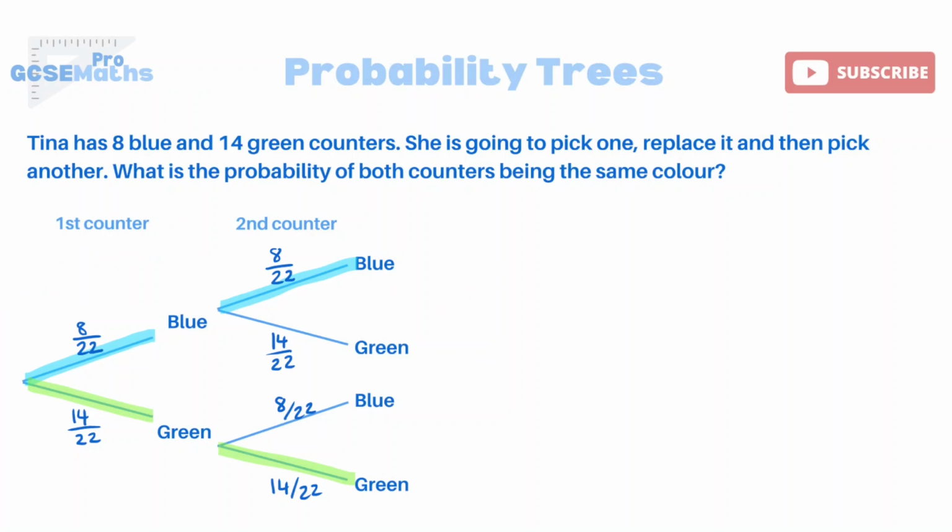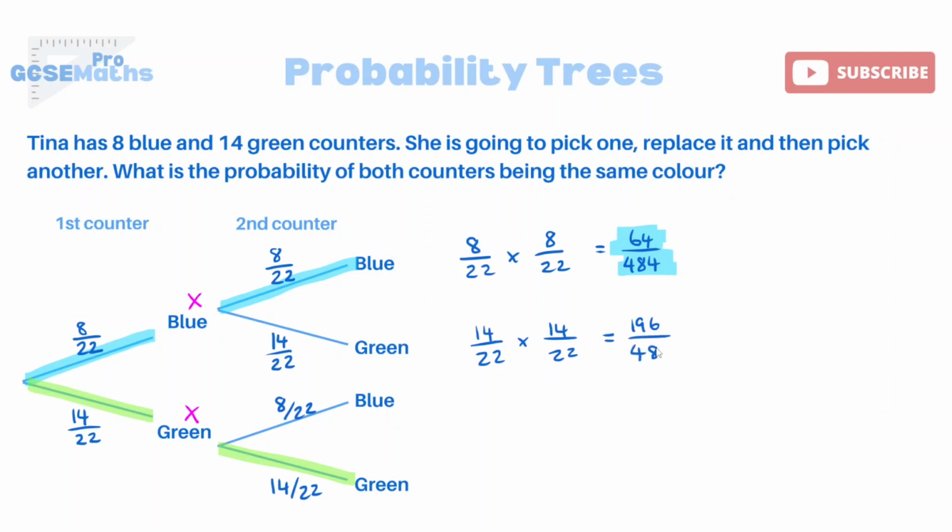Now we work out the probability. So remember, we have to multiply between the branches. So for blue, we've got 8 out of 22 times by itself, basically, another 8 out of 22, which is 64 out of 484. And then for green, we've got 14 out of 22 times another 14 out of 22, which is 196 over the same denominator. So now we've got 2 possible options. Either she's going to pick both blue or both green. Both of those can't happen at the same time, can they? It's only going to be one or the other. So I'm going to add them.